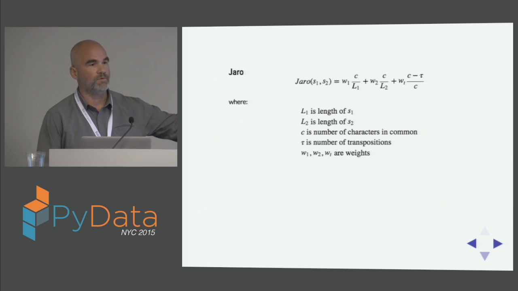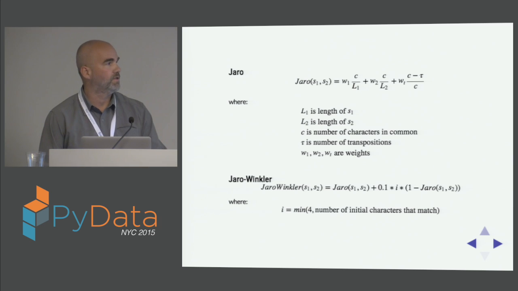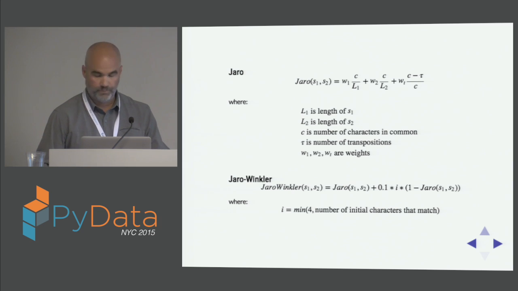That's the basic form of the Jaro similarity metric, and then the Jaro-Winkler variation of that just takes the same thing but puts more emphasis on the initial part of the string. Especially when you're looking at businesses, that turns out to be very useful.